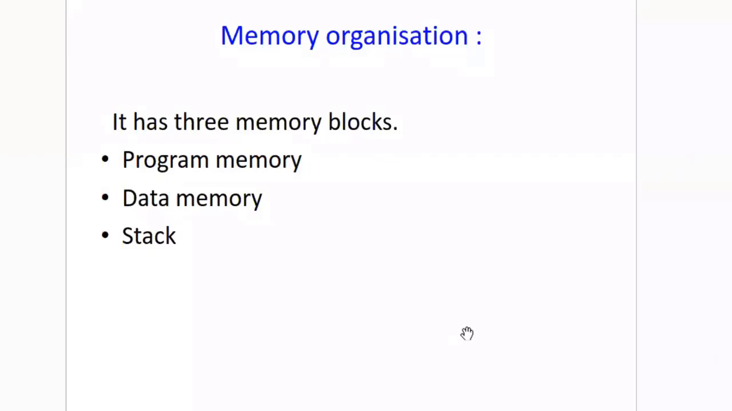In a mid-range PIC microcontroller, for example PIC 16C6X or 7X, these devices have three memory blocks: program memory, data memory, and stack. We have studied program memory, data memory, and stack memory already, so the same thing is given in PIC microcontroller also. Try to recollect whatever you studied in the 8085 microprocessor and 8051 microcontroller. The same concepts will be coming here.